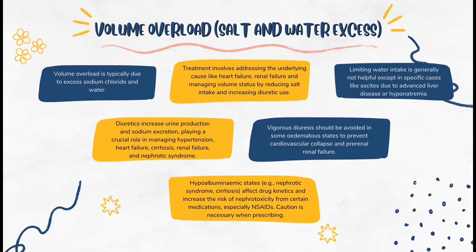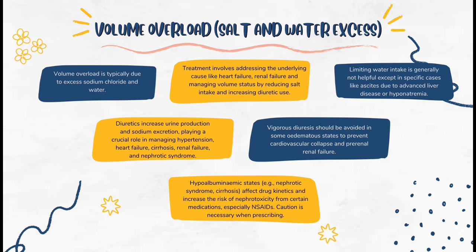Volume overload is usually caused by excessive sodium chloride with accompanying water. Effective treatment is directed at the underlying cause, like heart failure or renal failure. In addition to improving volume status per se, by reducing salt intake and increasing its elimination by the use of diuretics. Limiting water intake is seldom useful in patients with volume overload, although modest limitation is of value in patients with ascites due to advanced liver disease and in other patients with hyponatremia.